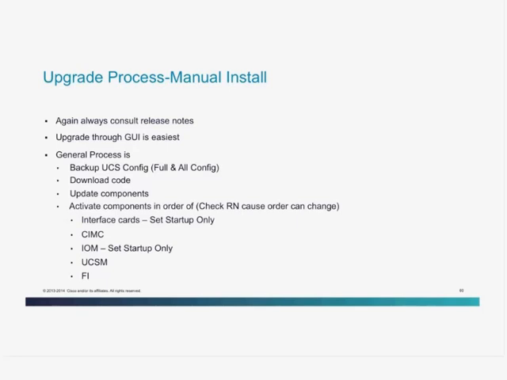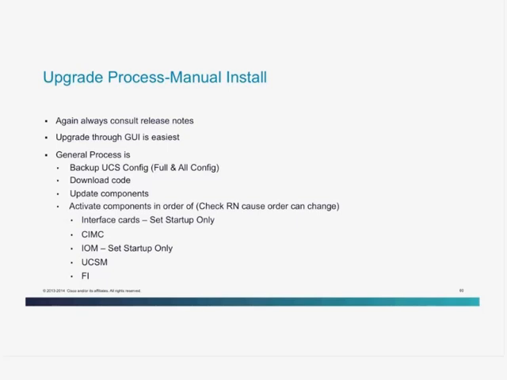Okay, so the general process is that we back up the UCSM, we download the code, which we have already done, and then we upload it to the UCS manager. Then we go ahead and update the components, and then we activate the components in order of the release notes. So the order in which the components are upgraded is always dictated by the release notes. This order can change from one release to other, so be careful. Have a look at the release notes before we go ahead to do the upgrade.